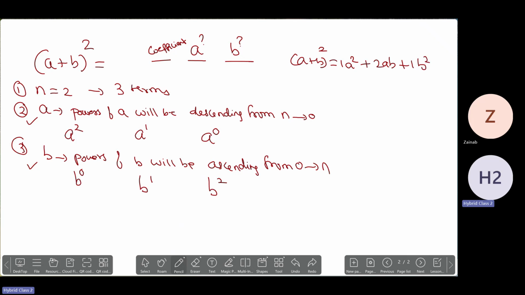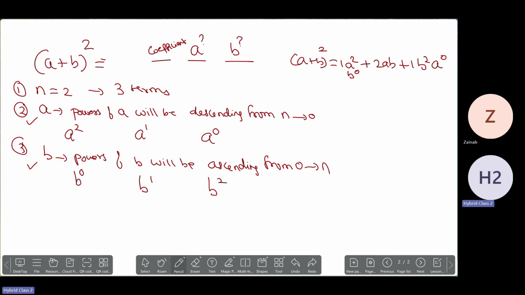So you can see, a powers are descending. A square, a power 1. What about the third term? Why I didn't write anything about a? Anything to the power 0 is 1. That's why we're not writing. Actually, it's a power 0. And what about the first term? Why I didn't write anything about b? B to the power 0. So b to the power 0, it has to be there, but we are not writing it because the value of b to the power 0 is 1.